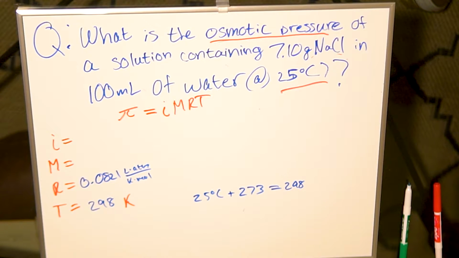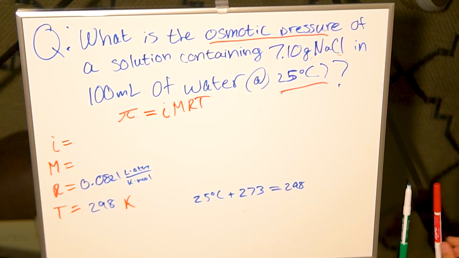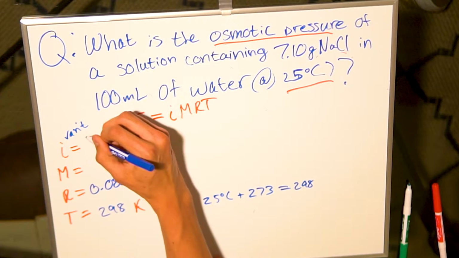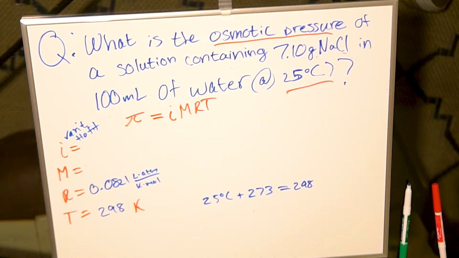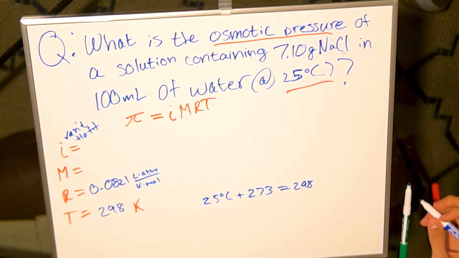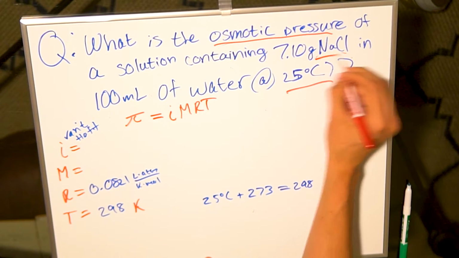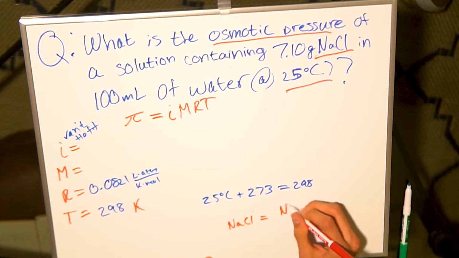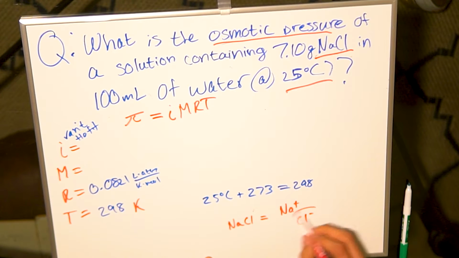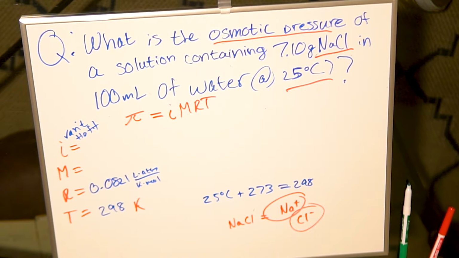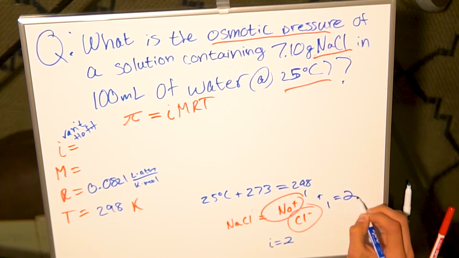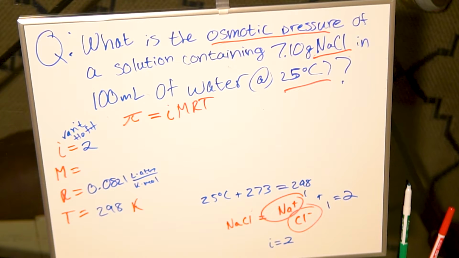So we'll do our i first. i is also known as the Van't Hoff factor, and so that's just how many ions our molecule is going to break into when it's in a solution. So we have our NaCl. This guy is going to break into a positive sodium ion and a negative chlorine ion when it's put in a solution. So that means our Van't Hoff factor is going to be 2, because we have 1 ion plus 1 ion, that gives us 2. So Van't Hoff factor is 2 in this case.